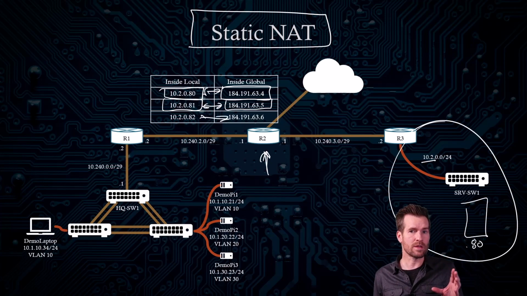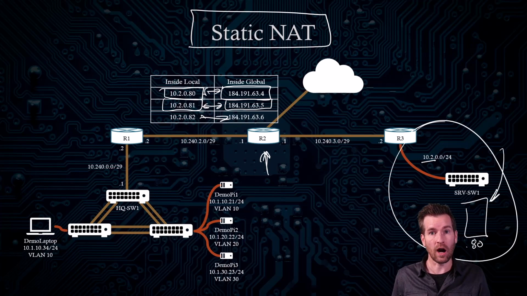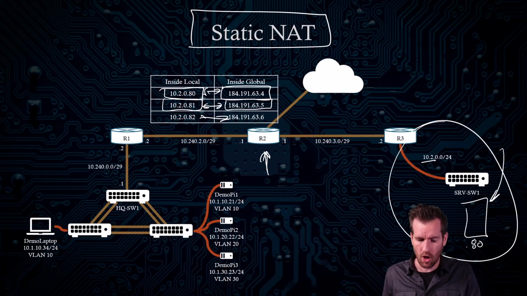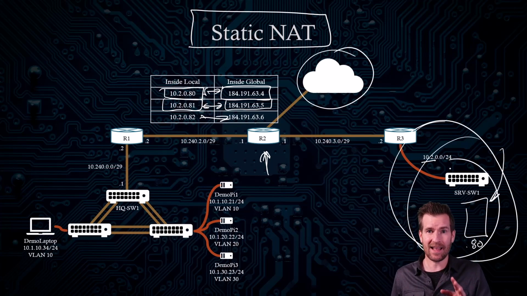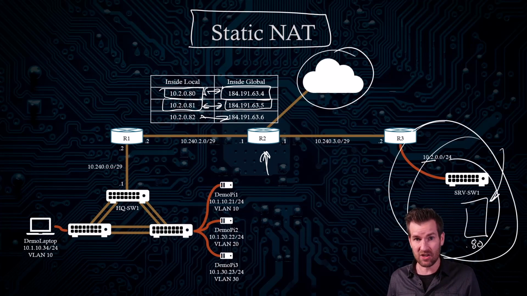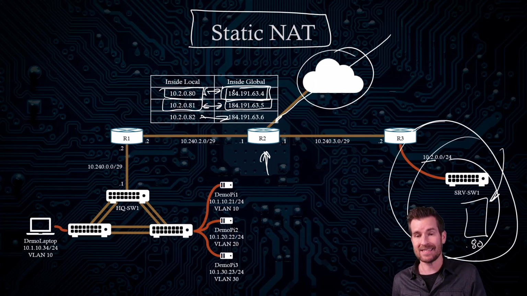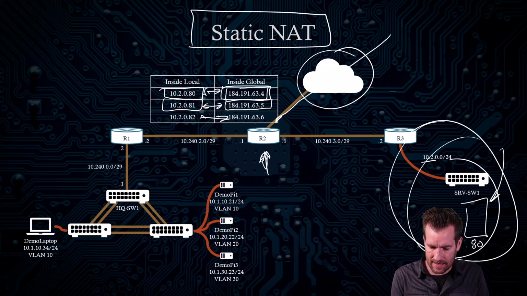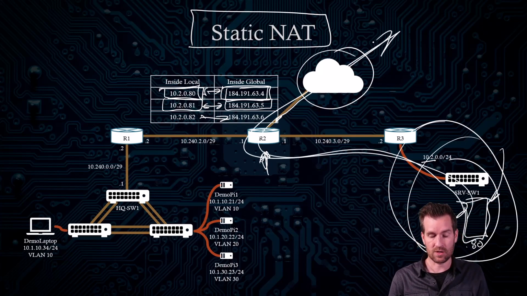Typically where we would see this is in the case of our web servers or other servers within our server network. We need the outside world to be able to get to these devices, so dynamic is not going to work. They can't be constantly changing their IP addresses. So we create this static translation. When somebody connects in to 184.191.63.4, this router translates that to this 10.2.0.80, and then it makes it to this web server, and then the web server responds.